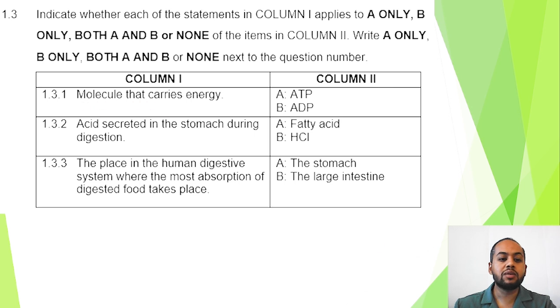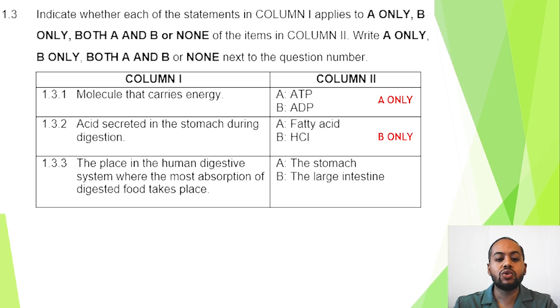So the first one says the molecule that carries energy, ATP or ADP. So energy is carried in the form of ATP, therefore A only is the correct answer. 1.3.2, the acid secreted in the stomach during digestion, fatty acid or HCl, which is hydrochloric acid. Fatty acid is not secreted in the stomach, but hydrochloric acid is secreted in the stomach, therefore B only is the correct answer.